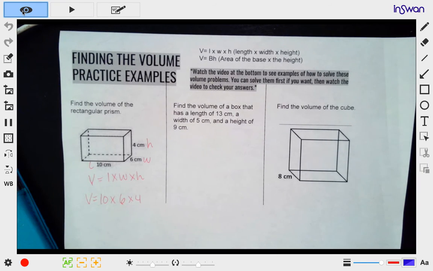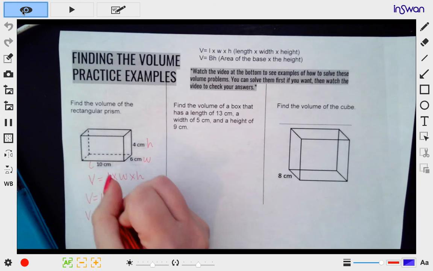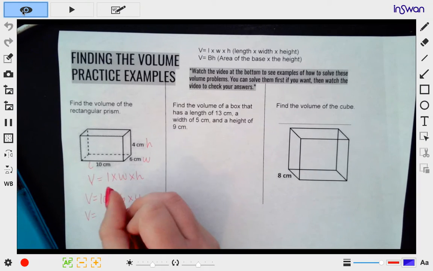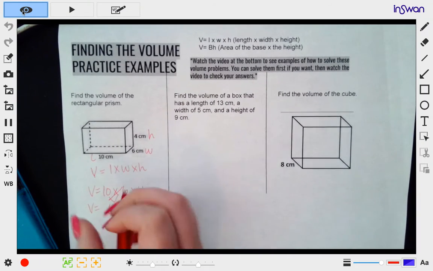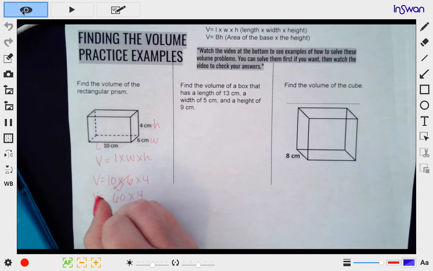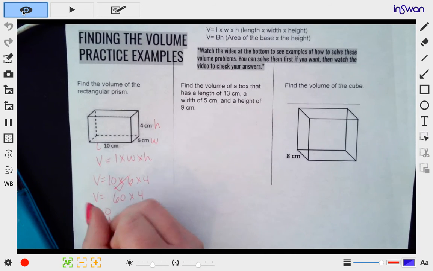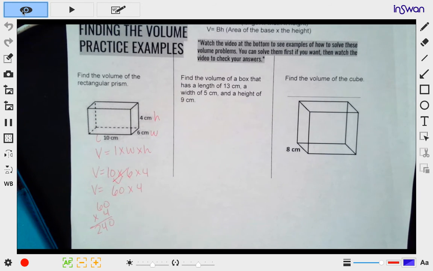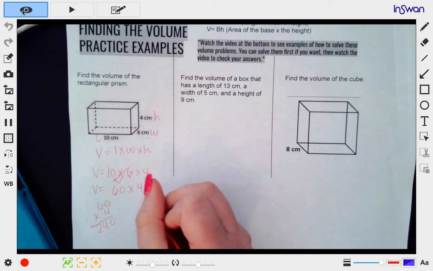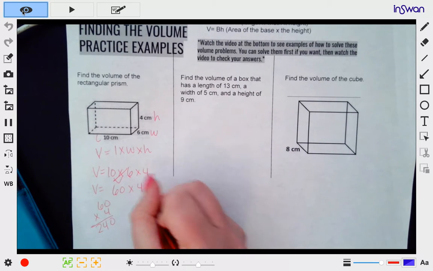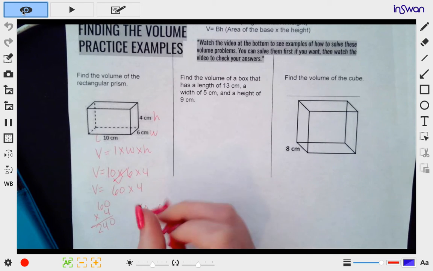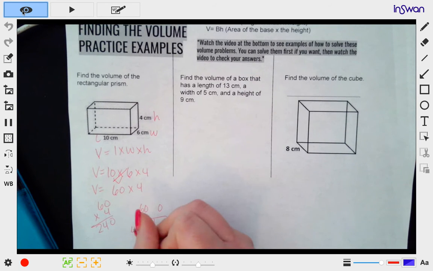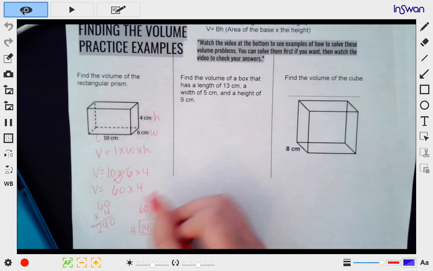So 10 times 6 is 60, and 60 times 4. 4 times 0 is 0, 4 times 6 is 24, so it gives me 240. Or if you're doing box, you can do 60 times 4. 4 times 6 is 24, and there's a 0 between the two numbers, 4 times 0 is 0, 240 plus 0 is going to equal 240.